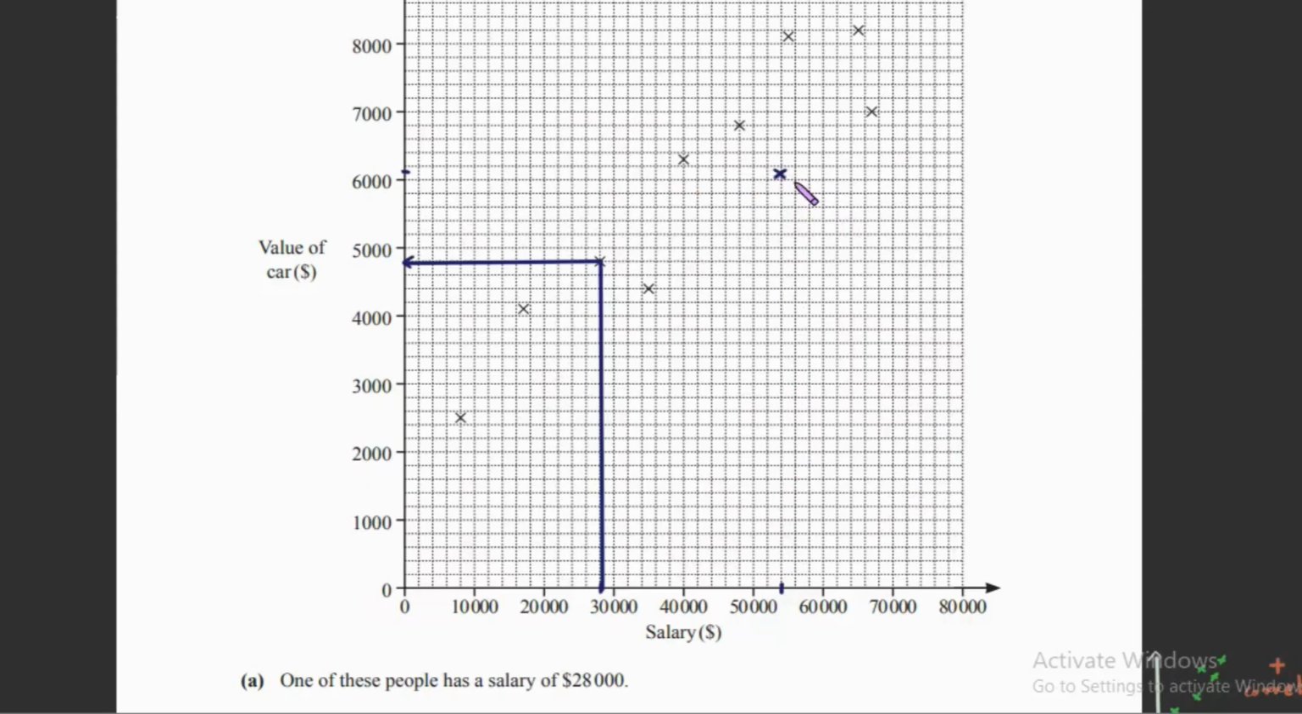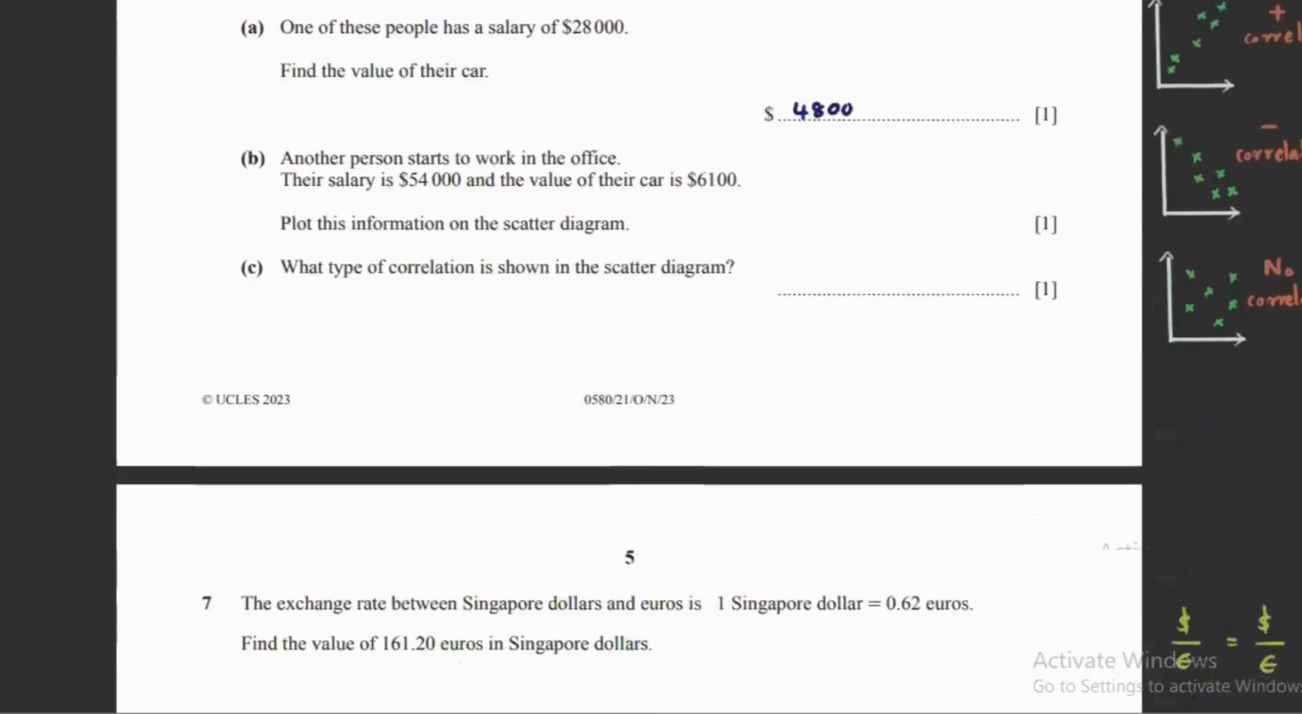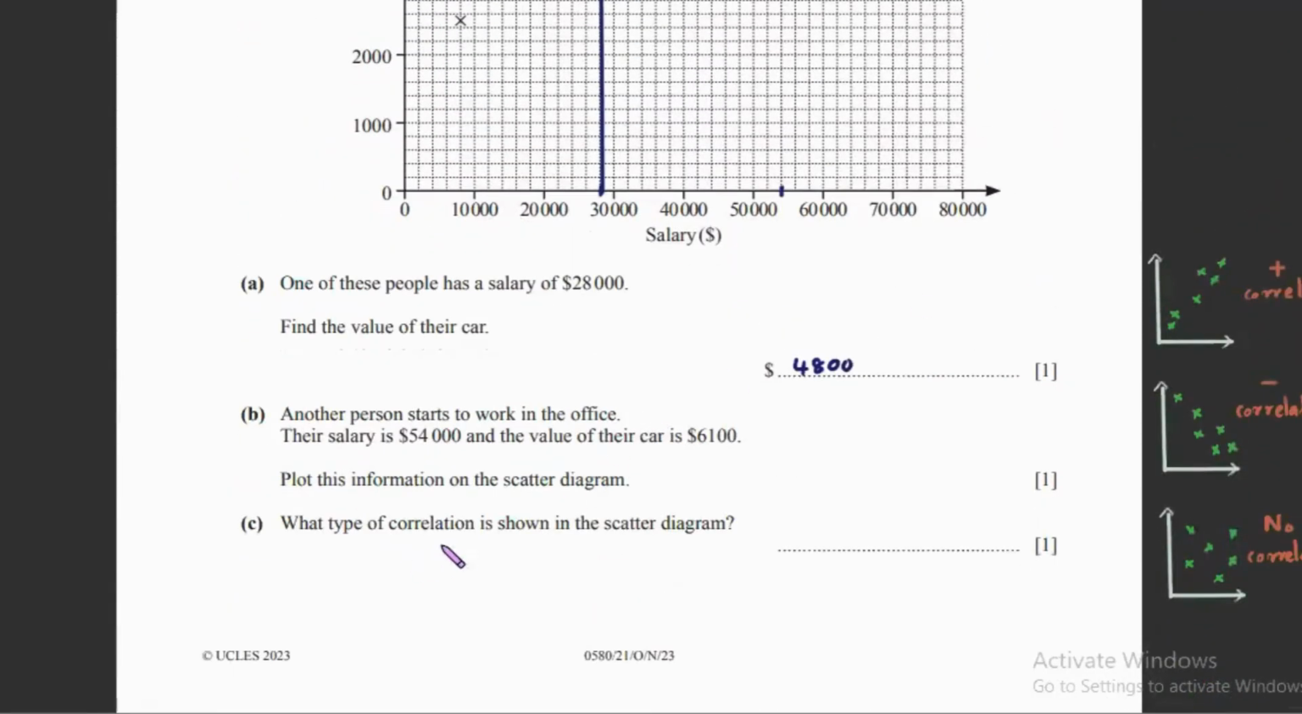So this is the cross that we need to put. Let's move on to question C. What type of correlation is shown in the scatter diagram?